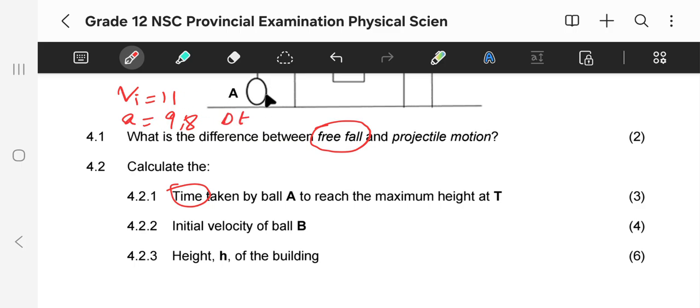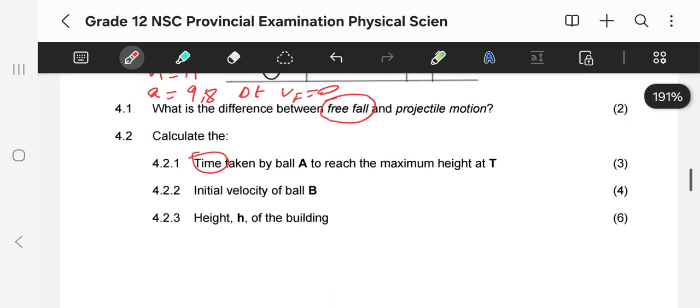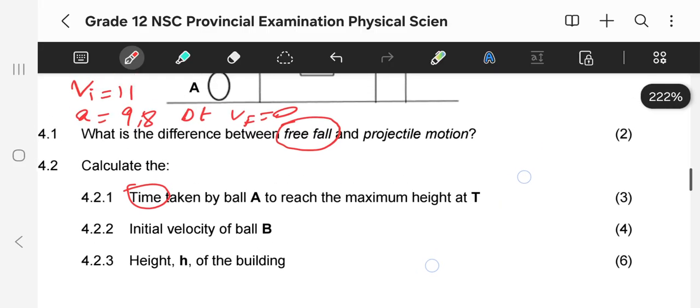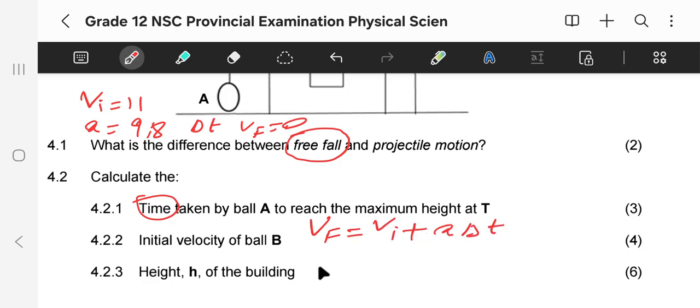So the formula that we use, we also know the final velocity, guys. The final velocity is 0, because we know that when an object reaches maximum height, the final velocity has to be equal to 0. So to answer this question, we are going to use a formula that has all of this information: initial velocity, acceleration, time, and final velocity. And that formula, guys, is this one here. Vf is equal to Vi plus a delta t. My Vf is going to be 0.